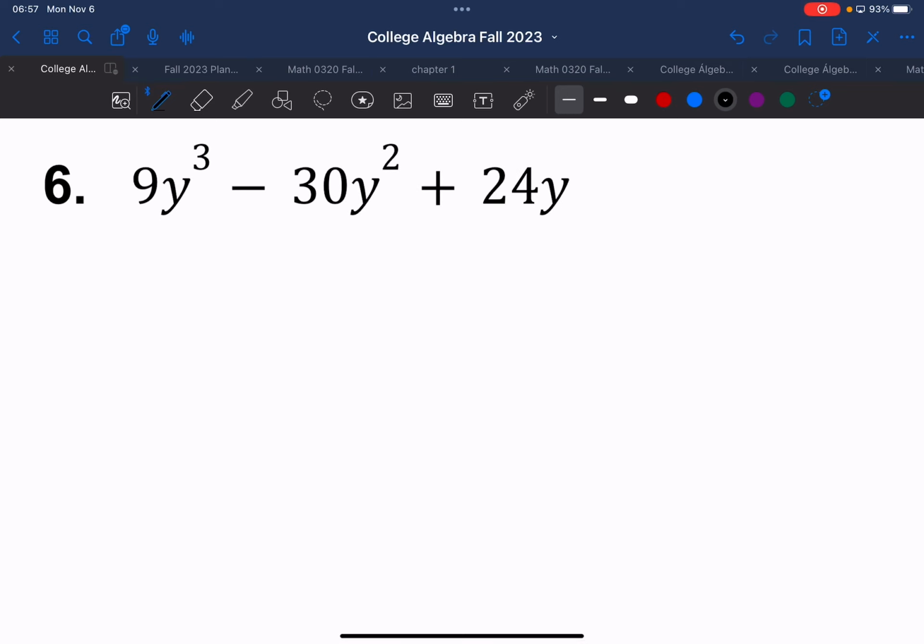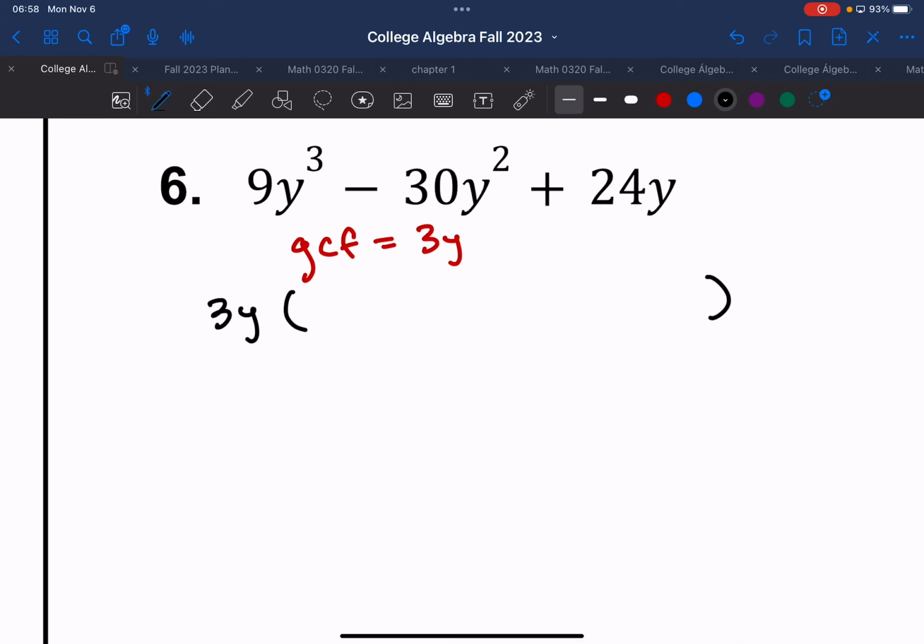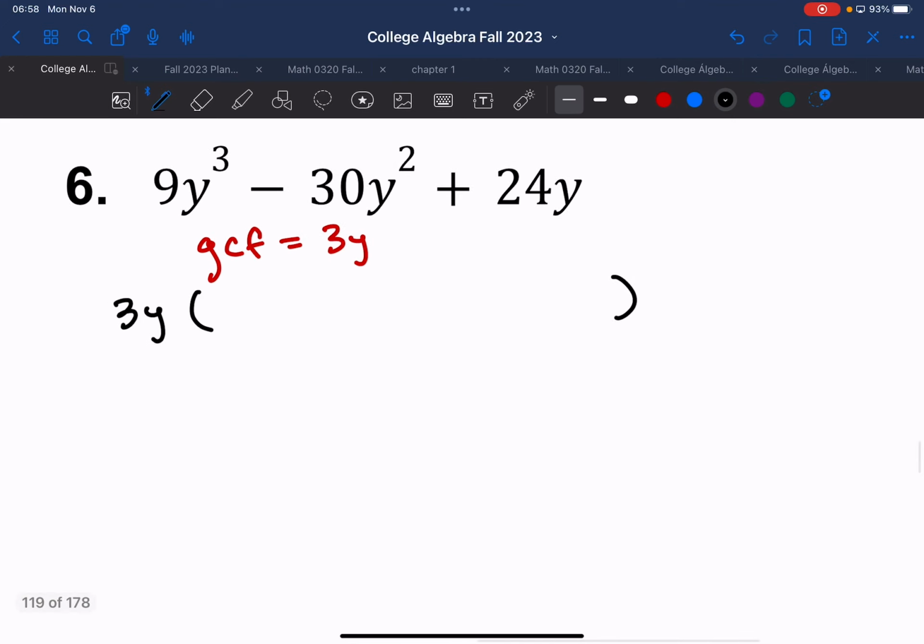Okay. Number 6 is similar to number 5. Because we have these additional y's in here, right away this tells you that we can take out a GCF. What's the GCF we can take out of number 6? 3y. Good. So GCF, 3y. So I'm going to write 3y on the outside, draw my parentheses, and start dividing.